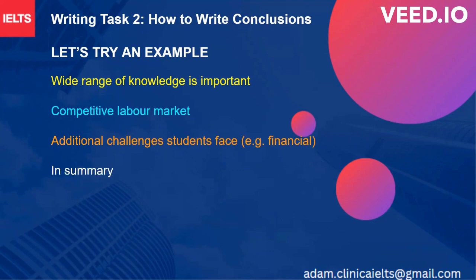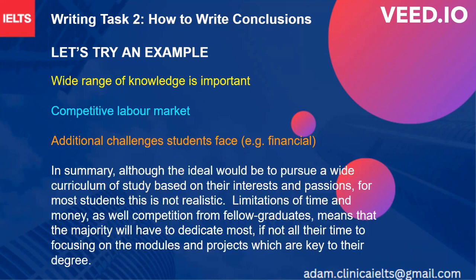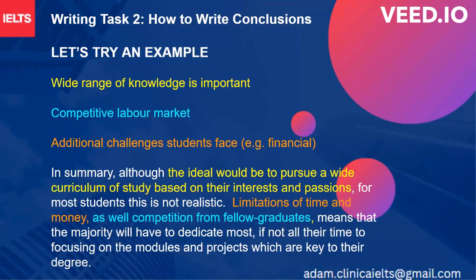First of all, we're going to have a little phrase like "in summary," which tells the reader that this is a conclusion now, we're summing things up. And then I'm going to try my best to sum up the arguments I put forward in the main paragraphs in relatively few words. So here I've written: In summary, although the ideal would be to pursue a wide curriculum of study based on their interests and passions, for many students this is not realistic. Limitations of time and money, as well as competition from fellow graduates, mean that the majority will have to dedicate most, if not all, their time to focusing on their modules and projects, which are key to their degree.